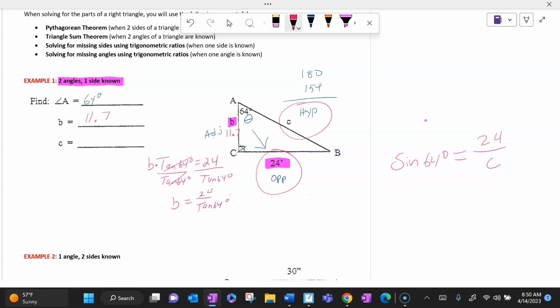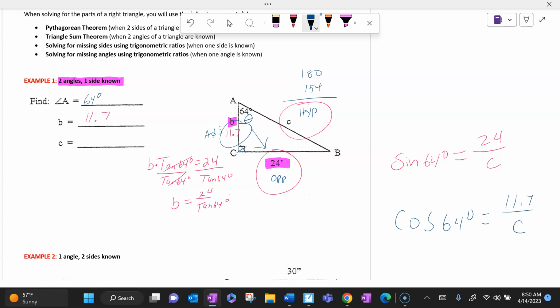I could use a different trig function too. We now know that this side is 11.7, so I could use adjacent over hypotenuse, which is going to be cosine. I could say the cosine of 64 degrees is equal to the adjacent side, which is 11.7 over c.